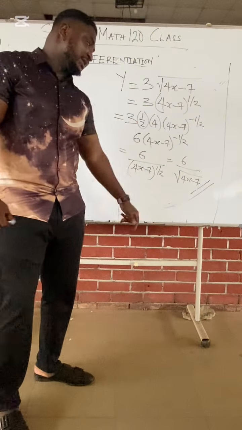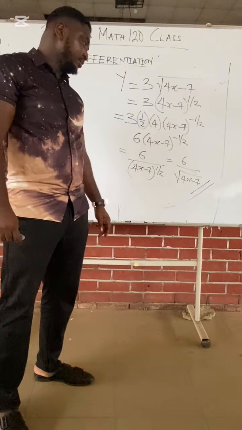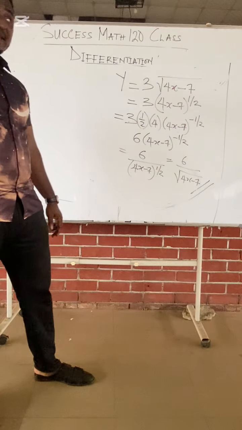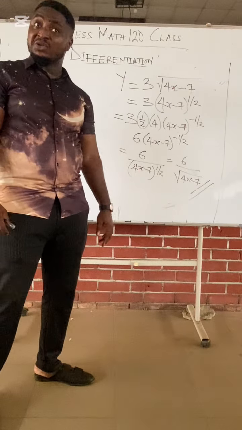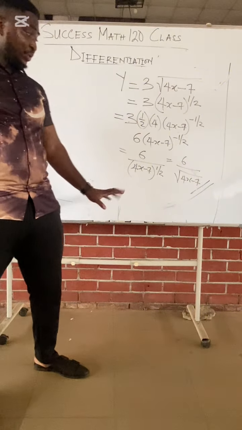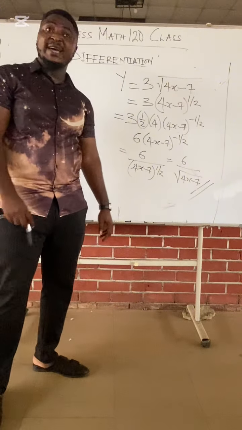No, you don't rationalize this. Leave it like this. If you want to rationalize this, where I will go, you will not like it. I will look for the conjugates. Let me not stress you. So leave it like this, it is okay like this: 6 all over root 4x minus 7.